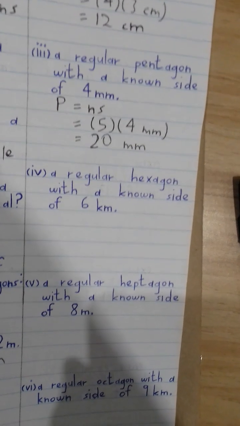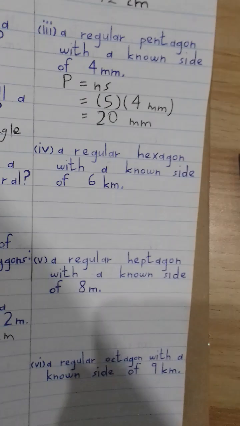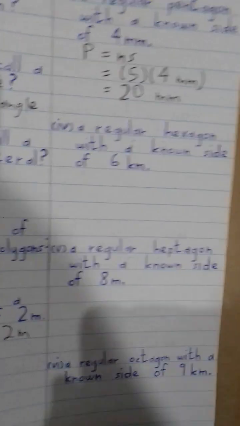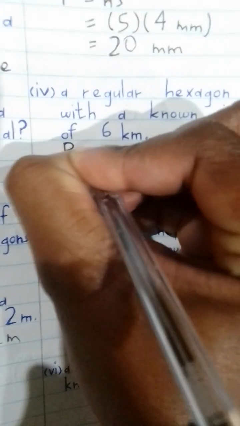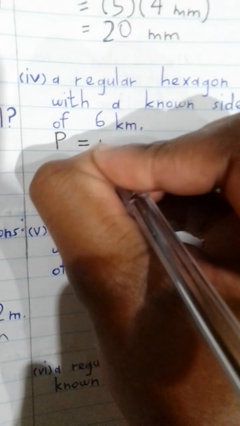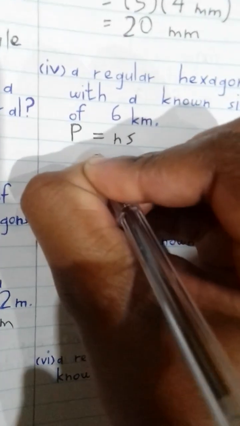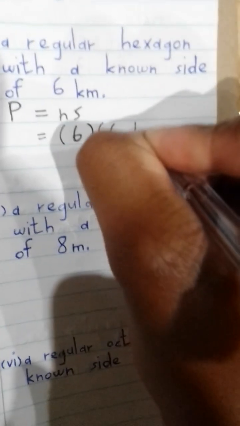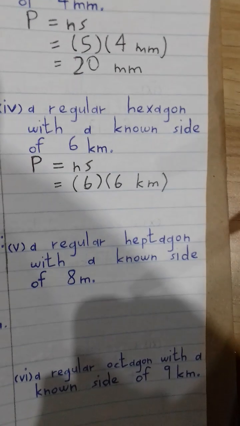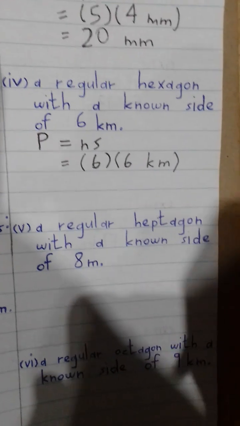Roman numeral number 4 states, a regular hexagon with a known side of 6 kilometers. So the perimeter is going to be number of sides, hexagon 6, known side is 6 kilometers. Six times 6 is 36.